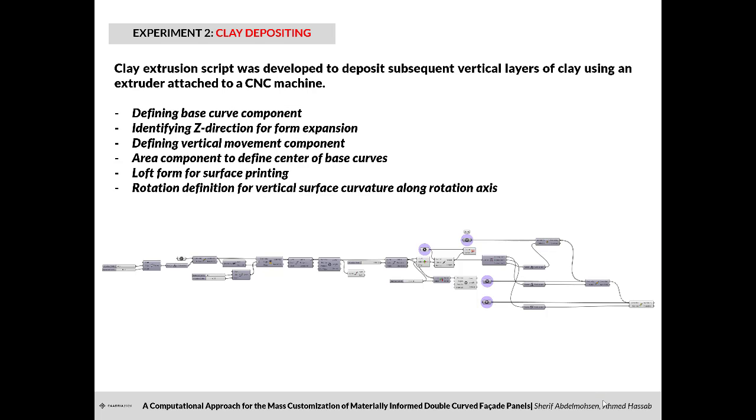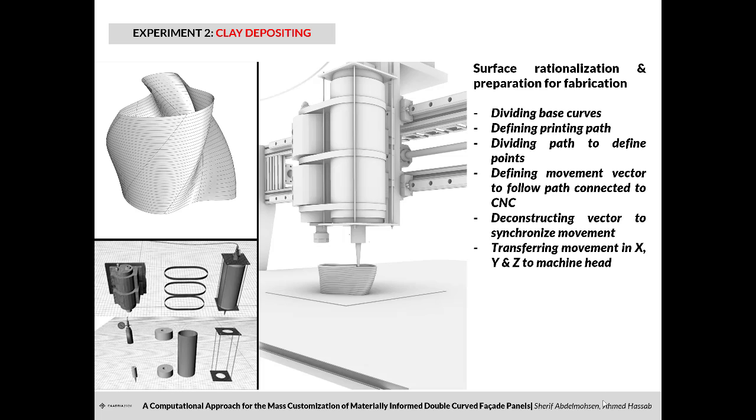The second experiment, which relates to clay deposition, a script was developed here to deposit subsequent vertical layers of clay using an extruder attached to a CNC machine. We defined basic curve components, identified Z directions for form expansion, defined vertical movement components, area components to define the center of base curves, a loft form for surface printing, and the rotation definition for vertical surface curvature along the rotation axis. The surface was then rationalized and its fabrication printing path for the CNC router was prepared.